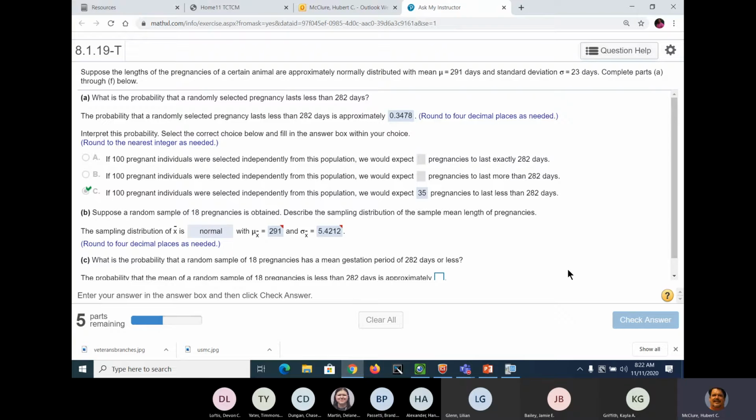All right, so we've got, again, everything 291 and 23, everything's the same. So 291, and that's going to be 314, 337, and 360. And then 268, 245, and 222.